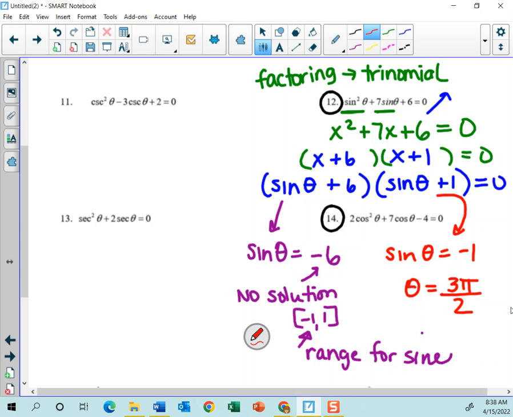No, I'm writing that down for your notes. Yeah, you can just write no solution. Okay. This is just for you for later. Why did we write no solution? Is because -6 is outside of -1 to 1. Okay. That's just extra info from notes.